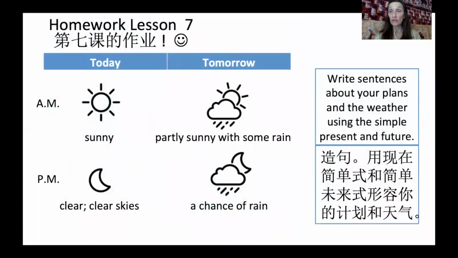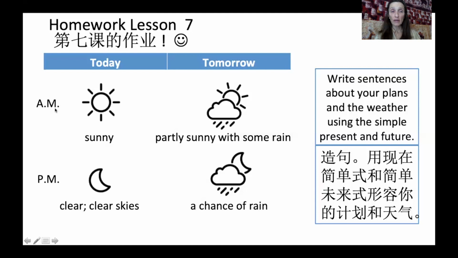Homework for lesson 7. Here you have on the screen 图表. You have a weather forecast, 天气预报. And what you see in the 天气预报 is today's weather, 今天的天气. It is sunny in the morning. AM stands for morning, and PM stands for afternoon, late afternoon, evening, and night.